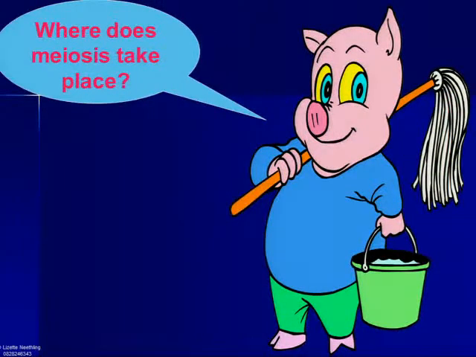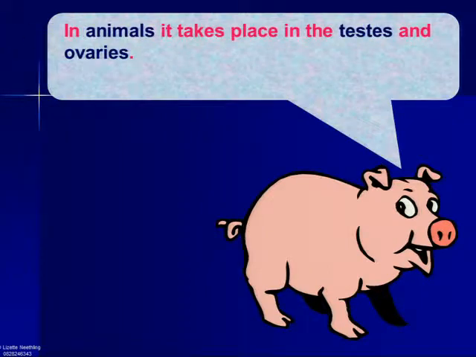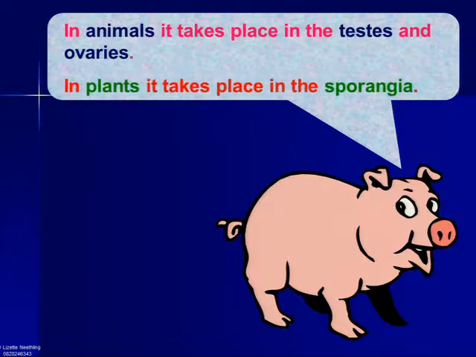You need to remember where meiosis takes place. In animals, it's in the testes and in the ovaries, and in plants, it is in the sporangia. We tend to forget that we also need to remember the plants.